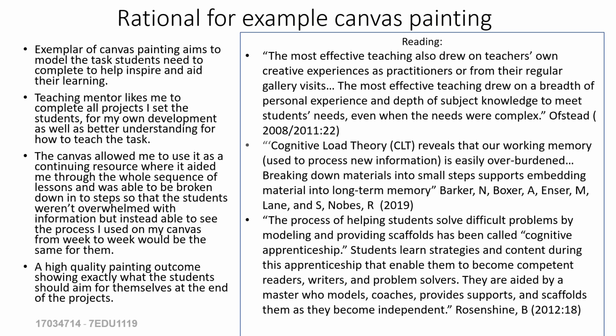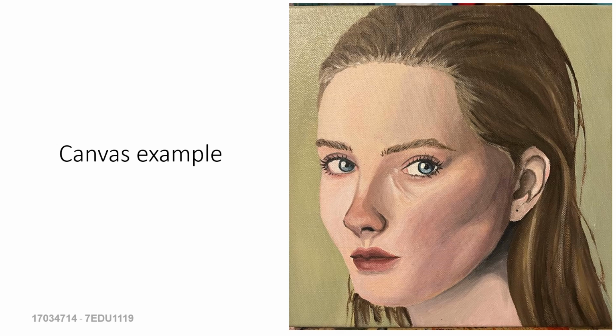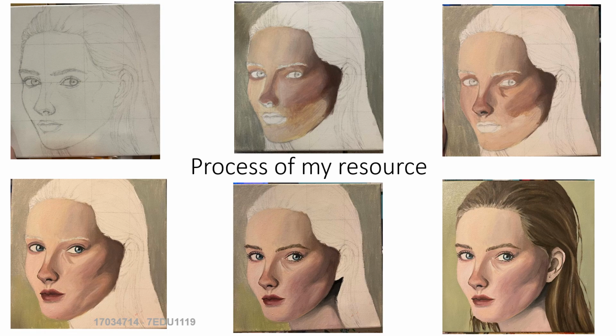Showing how to do everything in one go would be ineffective. Instead, I was able to model what I wanted them to achieve each individual lesson. This image is the final product I produced over the lessons, in which I used my canvas as a resource for my demonstrations. These images show, to a small extent, the process I went through during the lesson with the students. The first image shows how I used my resource for the beginning lessons of my sequence by showing the students exactly how I wanted them to grid their canvases and draw their images.